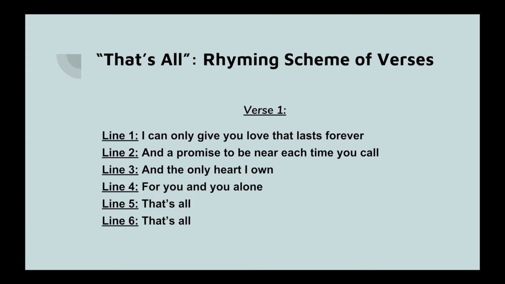That's All rhyming scheme of the verses. As you can see on this slide, verse 1 is included here. I included each line so you can clearly see what the rhyming scheme is. The end of lines 3 and 4 rhyme with one another. The end of line 2 rhymes with the end of lines 5 and 6. This pattern, you will see, is repeated throughout the song.